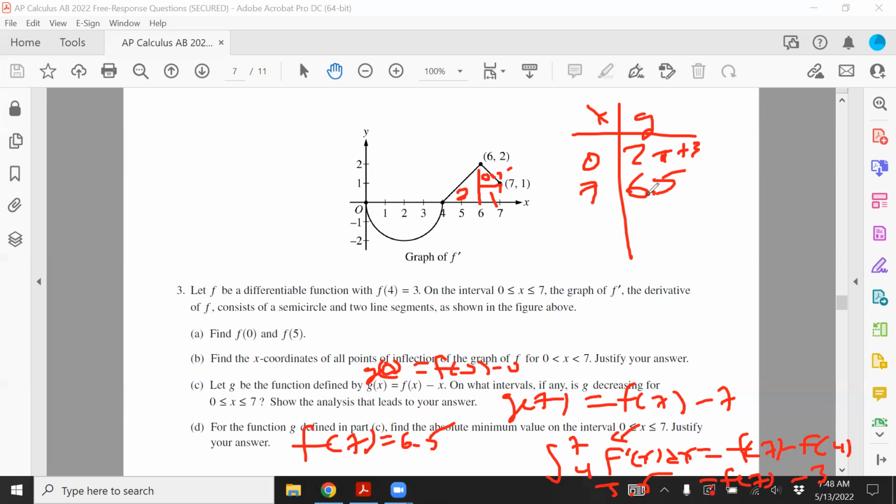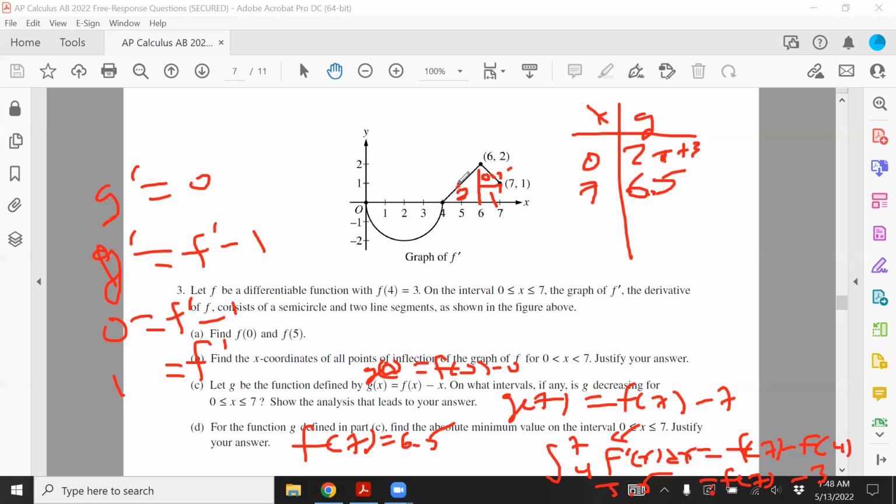And then we do have a critical point. Where do we have our critical point? We kind of found it in part C in a way. Remember, this is for g of x, right? So you want g prime to be 0. So that means g prime is going to be f prime minus 1. So you want that to be 0. So you want to know where f prime equals 1, right? That's where f prime is 1.